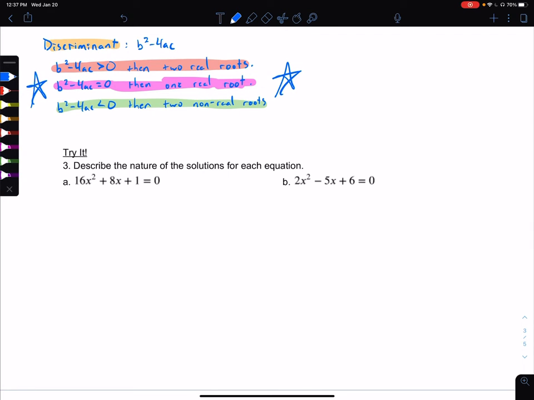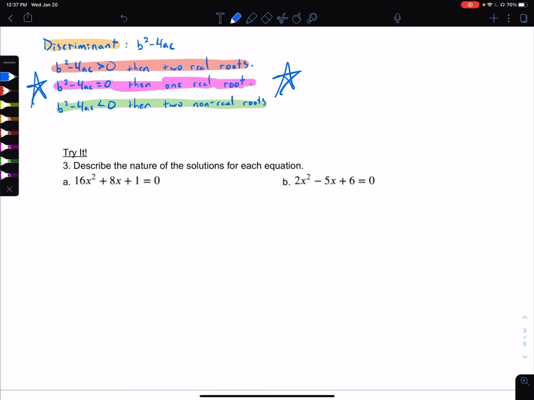In this video, we're going to look at try-it number 3 from section 2.6, the quadratic formula. We're asked to describe the nature of the solutions for each equation. So what we're going to do is use the discriminant, and that's going to help us to decide whether we have 2 real roots, 1 real root, or 2 non-real roots.